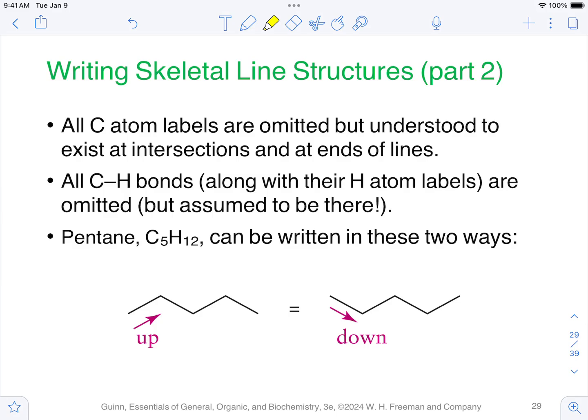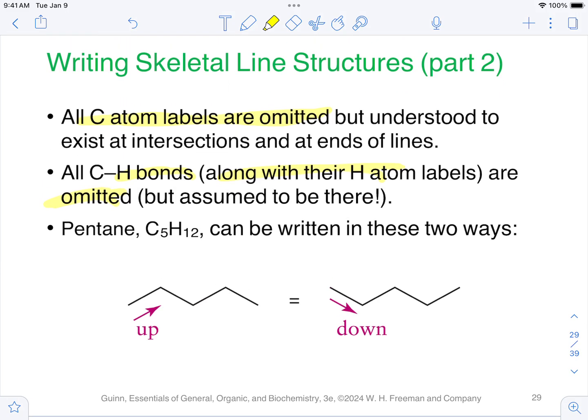So again, you're not labeling anything. You're not showing the atoms. You're not showing the hydrogens either. That's omitted. Which way do you start the zigzag formation? It doesn't matter. Look at this example below.